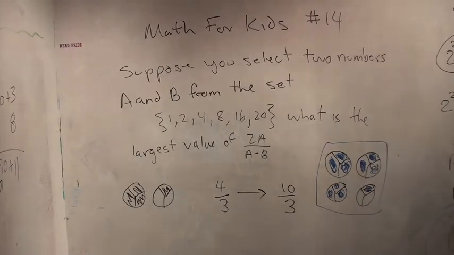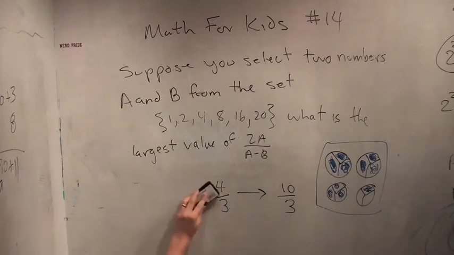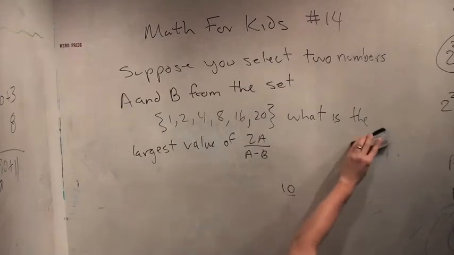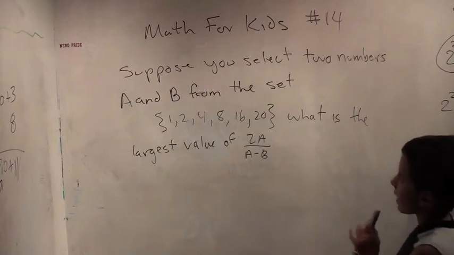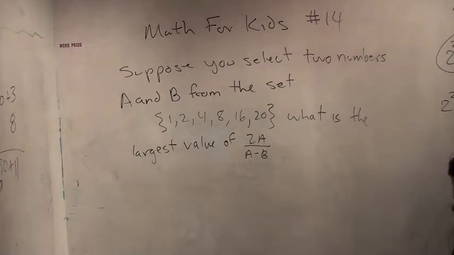Okay. Very good. We haven't spent a lot of time with fractions, but you're starting to understand them a little bit. So now, we know the way to make a fraction big is to make the top big and the bottom small. Okay? So go ahead. See if you can find a way to make the top big and the bottom small. So what do you want to pick first? Let's pick A equals 20. Okay, so write that down.